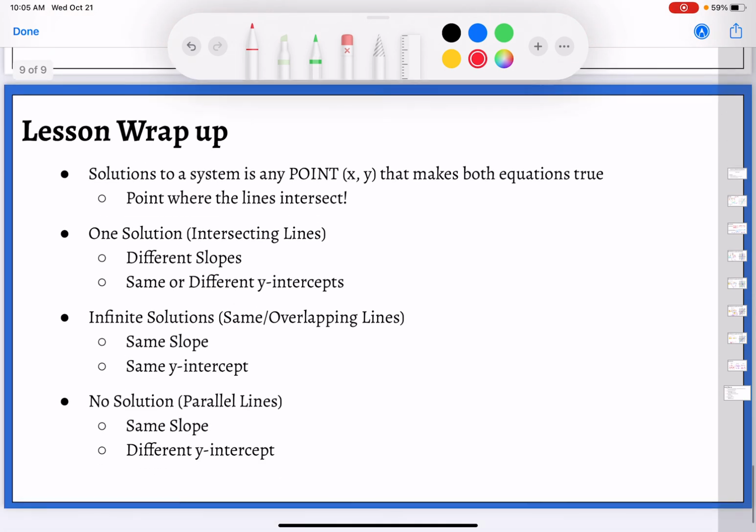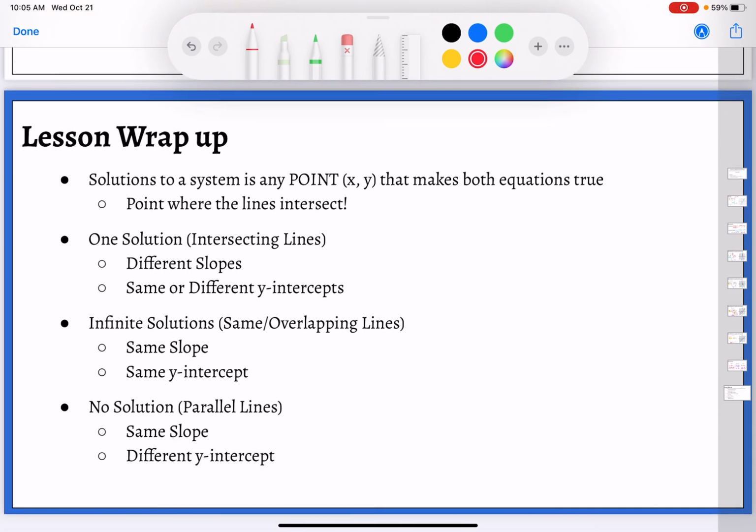All right, so just to wrap it up, remember the solutions to a system is any point, x comma y, that make both equations true. So that's the point where the lines intersect. One solution, intersecting lines, will have different slopes, and the y-intercept could be the same or it could be different. If you're going to have infinite solutions, this would be the same or overlapping lines. They have the same slope and the same y-intercept because the equations are the same. And then if you're going to have no solution, that would be parallel lines. They would have the same slope but different y-intercepts.